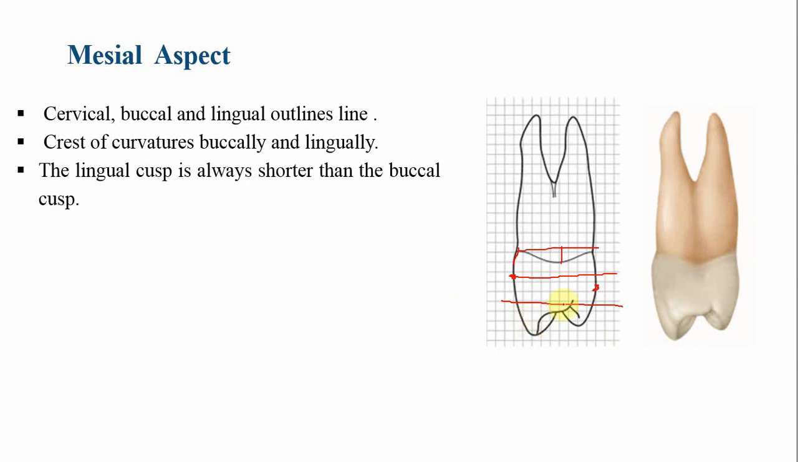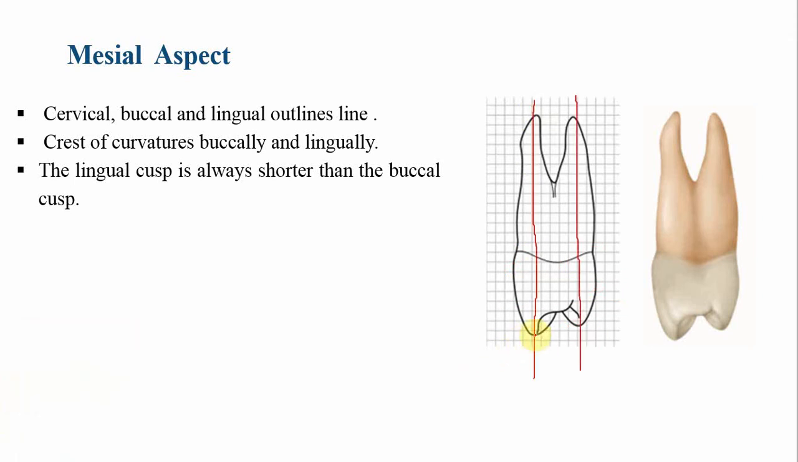The buccal cusp is larger and longer than the lingual cusp. The difference is 1 millimeter in length between the two cusps, as was mentioned before. This is because the lingual cusp is developed from a single lobe, while the buccal cusp is developed from 3 lobes. The location of the tips of the buccal and lingual cusps can be noticed from this aspect. Both cusp tips are in line with their respective root apex.